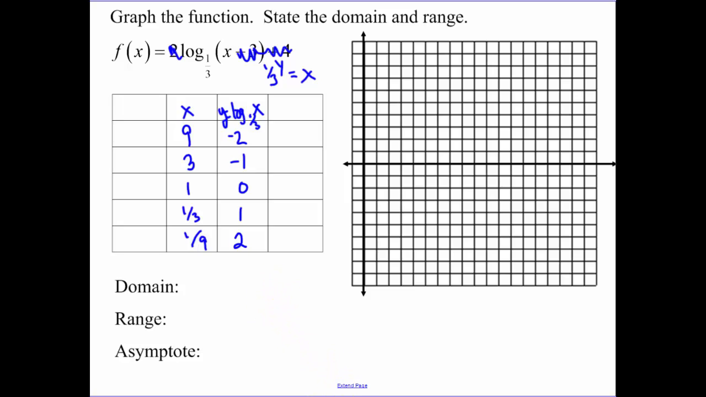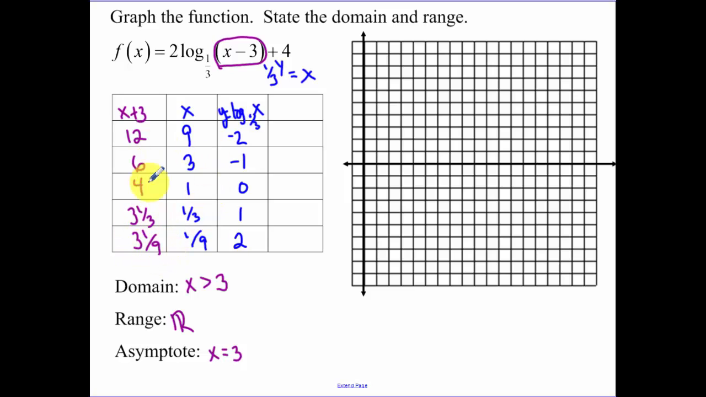Okay, now let's go with our translations. Let me erase so that I can see what my actual translations were. Okay, so x minus 3 shifts everything to the right 3. So I'm going to add 3 units. That gets me my asymptote, x equals 3. X has to be greater than 3, and then our range. So I get these values. And I could do these without a calculator, because this is an easier base for us to do.